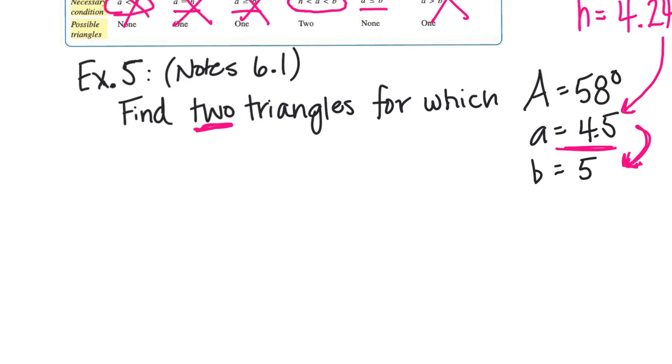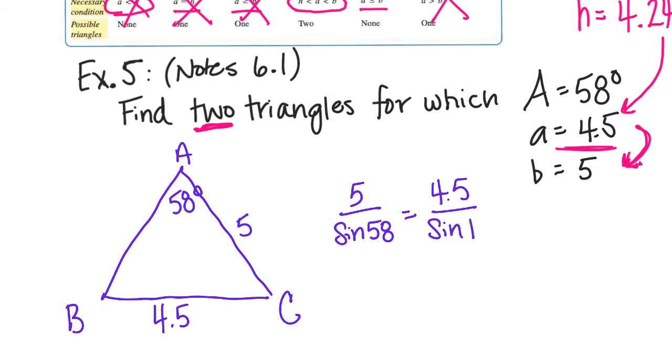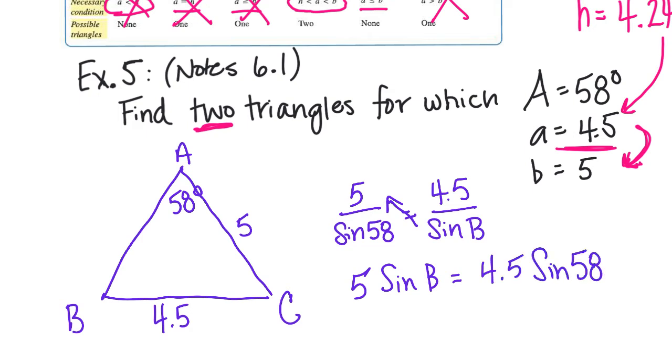So I'm going to do the first one in purple. It's a regular triangle. I'm going to label A, B, and C. A is 58 degrees. Little a is 4.5. Little b is 5. And I know that a over the sine of A is equal to b over the sine of B. So let's cross multiply. 5 times the sine of B is equal to 4.5 times the sine of 58.